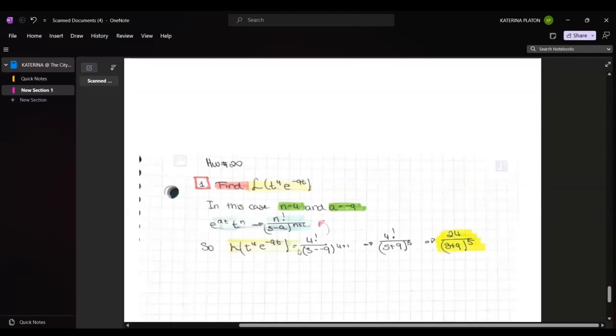And then I just plug into the formula. Since our n is 4, it will be 4 factorial over s minus -9 to the power of 4 plus 1. And then we simplify it a little, and we get 4 factorial over s plus 9 to the power of 5. And then 4 factorial is just 4 times 3 times 2 times 1, which gives us 24 over s plus 9 to the power of 5. Okay. Thank you.